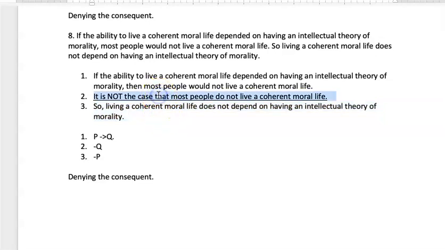Oh wait, there's a missing premise. It's going unstated that this person thinks it's not the case that most people do not live a coherent moral life. So that second premise is unstated, so I underlined it here. So we get a not, and it looks like the consequent, right? The coherent moral life. So it's an if P then Q, it's not Q, so not P. That's a case of denying the consequent.